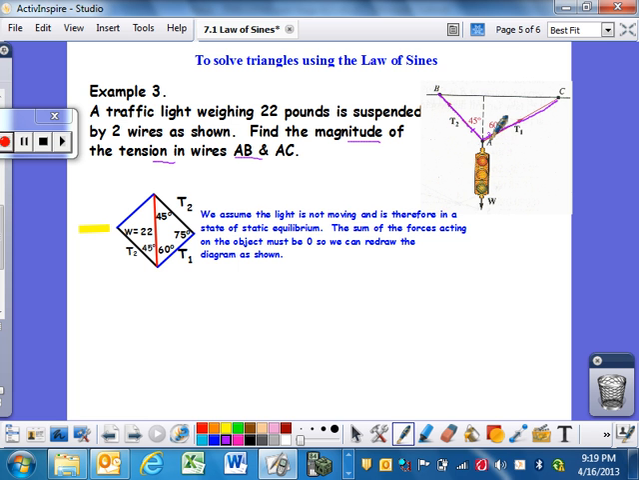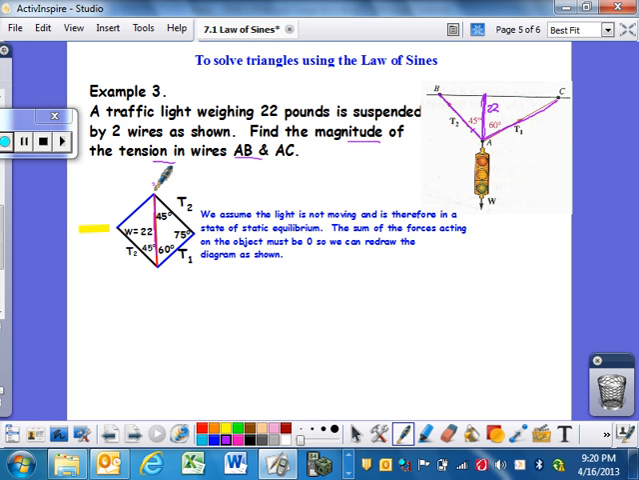And then it just goes into a little bit of physics that says if the light's not moving, then it's in a state of static equilibrium. Basically, long story short, this side is straight up and down, the weight. How heavy is the thing? It's 22 pounds. So technically, if you had the wire going straight up and down, there'd be 22 pounds there. So we can just throw in the idea that this is 22 pounds regardless, okay?